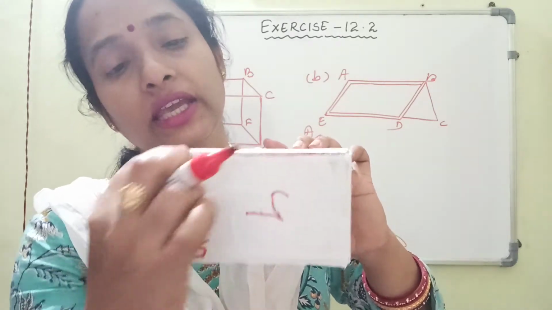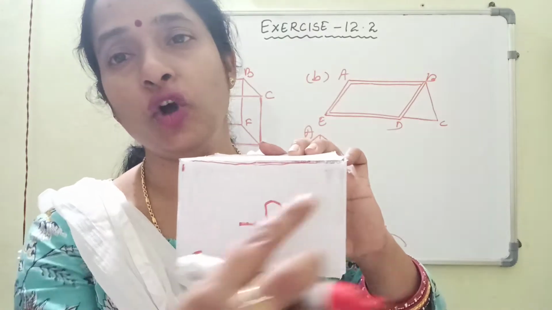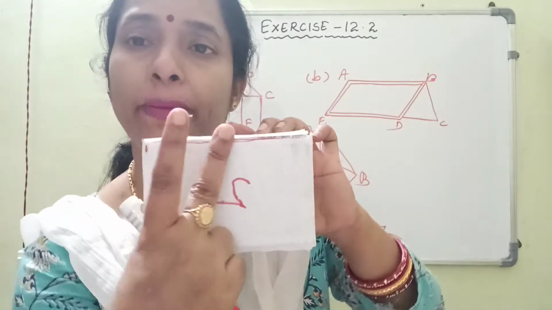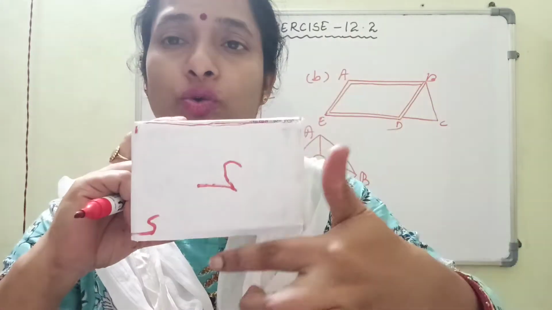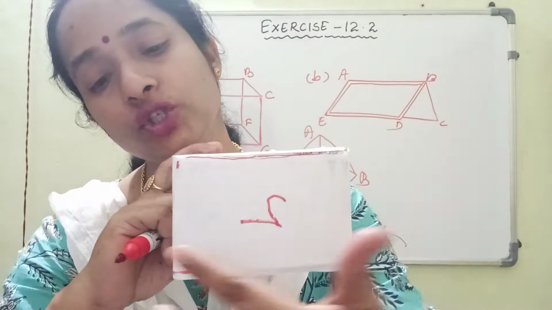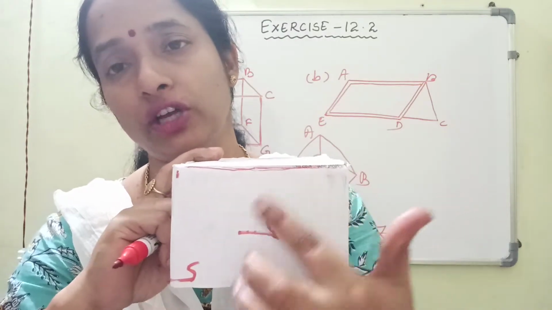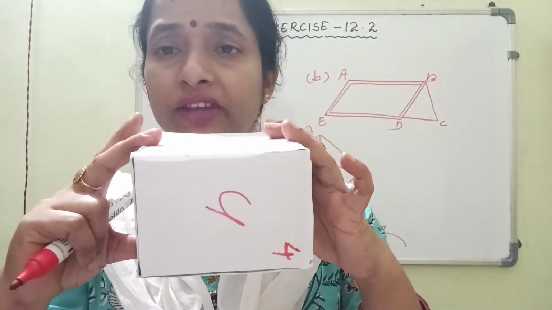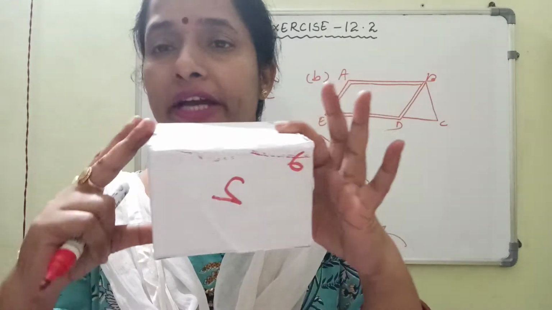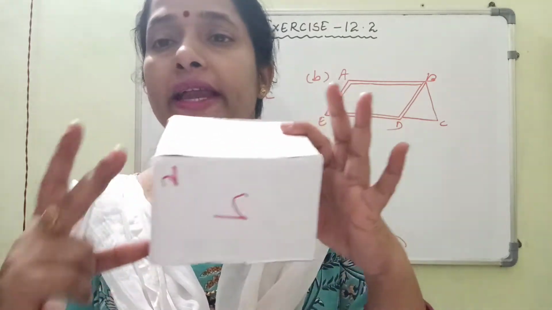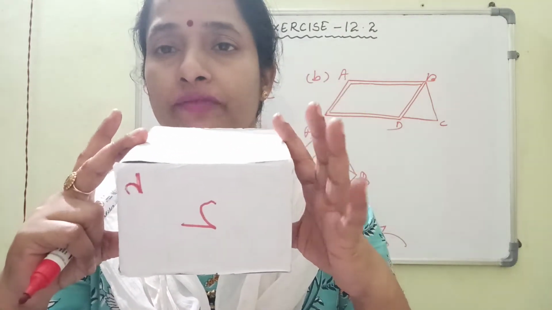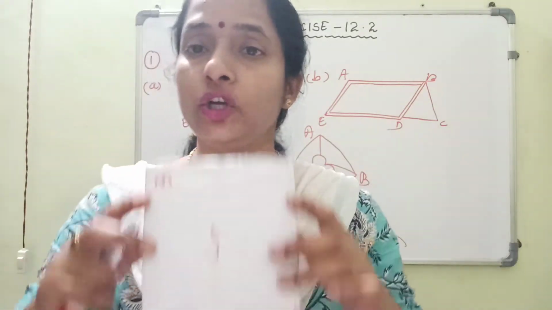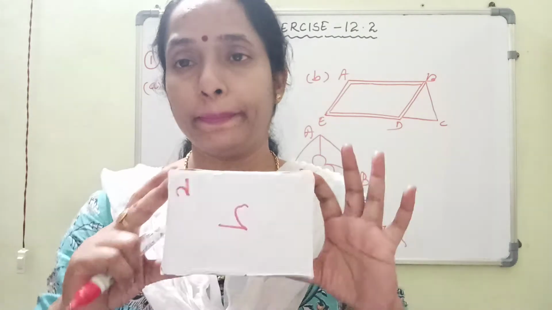Now here in this one single face, how many pairs of parallel lines are there? These two are one pair of parallel lines, and these two are another pair of parallel lines. So we got a total of 2 pairs of parallel lines. Similarly, in the next face also we have 2 pairs, and in the other faces, the fourth, the fifth and the sixth, also we have 2 pairs. So all the faces have 2 pairs of parallel lines.